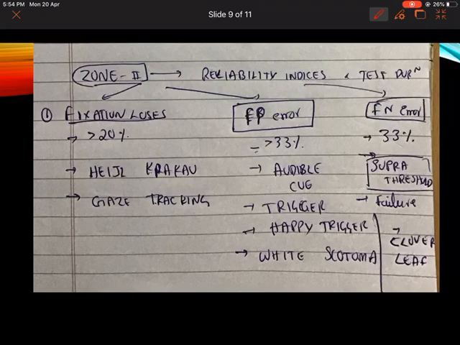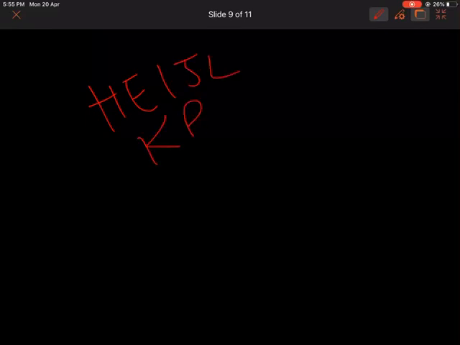See, in zone 2, that is the reliability index, you have mainly 3 things. First one is fixation loss. If the fixation loss is more than 20%, the test is considered to be non-reliable. There are different methods of testing the fixation loss. One such method is called the Heijl-Krakau method.